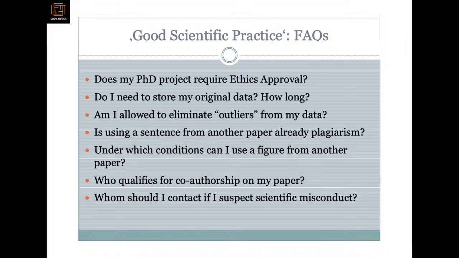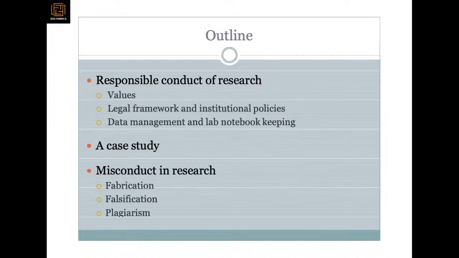Does my PhD require ethics approval? This is for the students who are going for their master's thesis or their PhD thesis. These are the questions that arise in our mind. Do I need to store my original data? How am I allowed to outline from my data? Is a sentence from another paper already plagiarism? Under which conditions can I use figures from another paper? Who qualifies for co-authorship on my paper? Whom should I contact if I suspect scientific misconduct? All these things start when you're starting your master's thesis or even your PhD thesis.